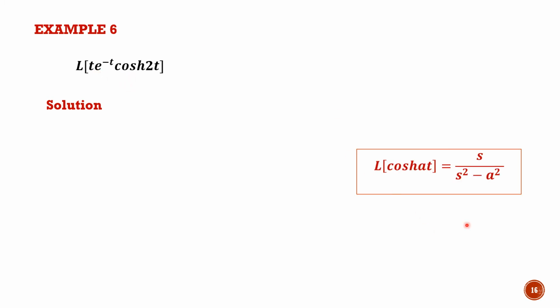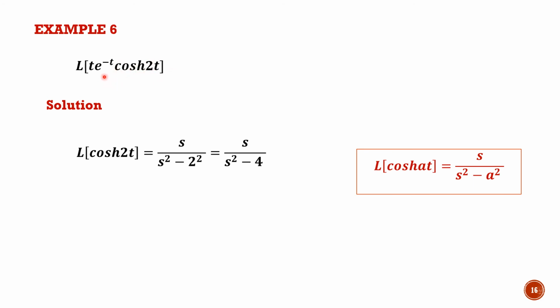Now I'm going to make use of this formula because we have only one derivative. In the previous problem, we had to calculate 5 derivatives. That is why I have not used the basic formula for Laplace transform of cos h at. But in this we can apply it because we have to differentiate only once. So L of cos h 2t will become s upon s square minus 2 square, or s upon s square minus 4. This is the L of cos h 2t.